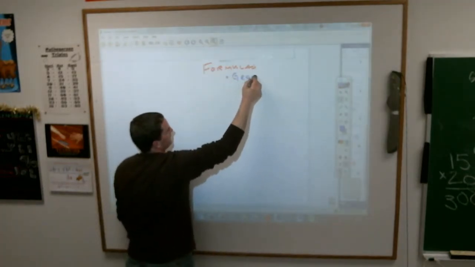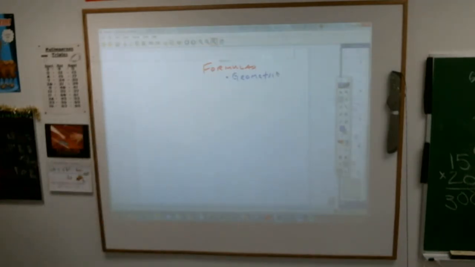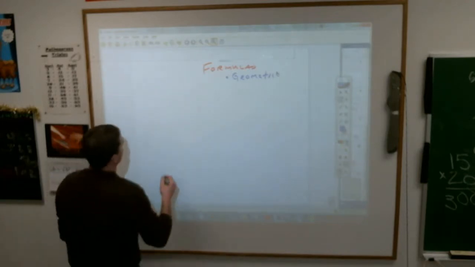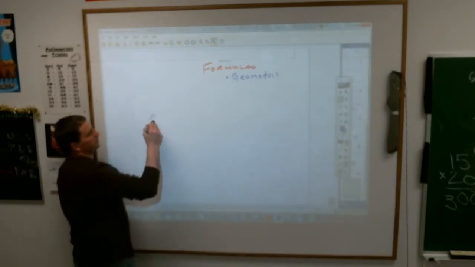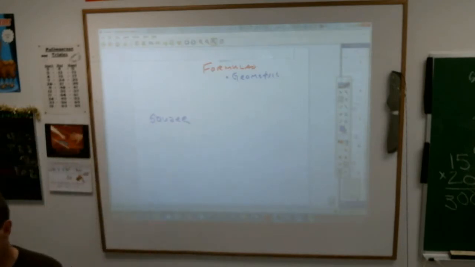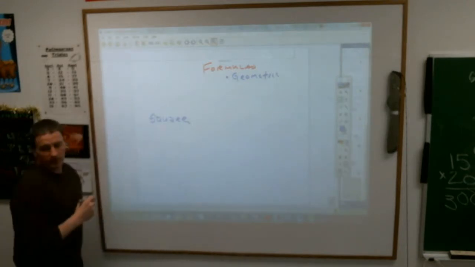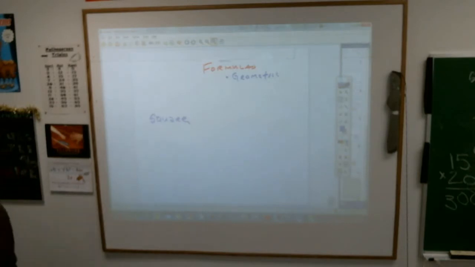Geometric. At some point in your life, you have to start thinking like math people and talking like math people. So math people like to overcomplicate things, and that's where this comes in. We are going to write down the formulas for a square, a rectangle, parallelogram, and triangle.